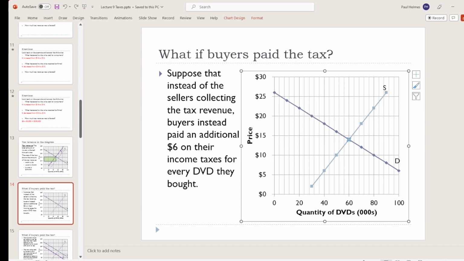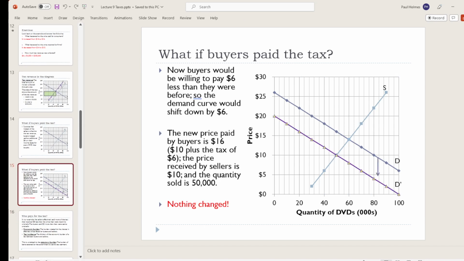So in order to show a new demand curve that incorporates the understanding that the buyers have to pay a $6 tax when they buy a DVD, the price that they hand over to the sellers is going to have to be lower by exactly $6, the amount of the tax. So that's what I'm showing on the next slide here. To include a tax paid by the buyers, we would shift the demand curve down by $6 and then look for a new equilibrium where our original supply curve and our demand curve with tax cross.